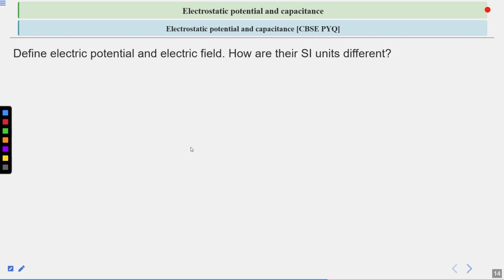So our next question: define electric potential and electric field. How are their SI units different? So we have to define electric potential and electric field and show how their SI units are different. I will give you some time.